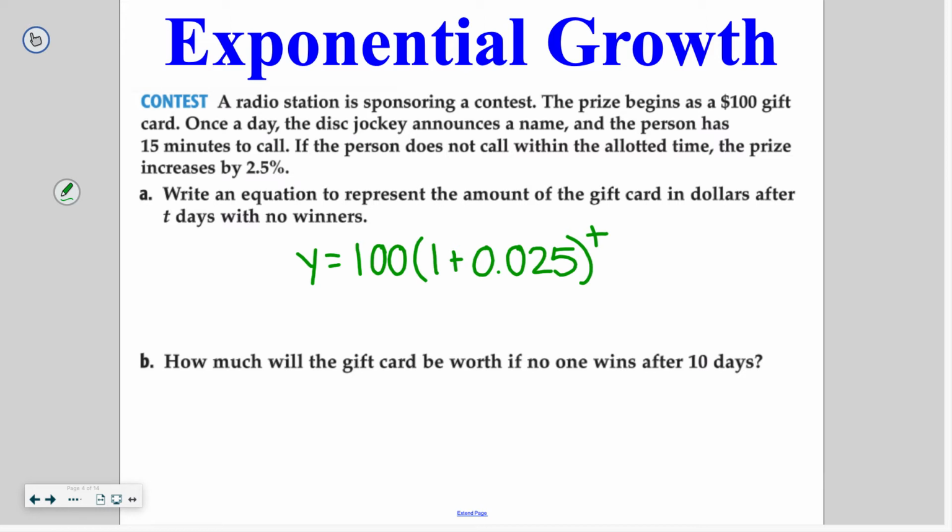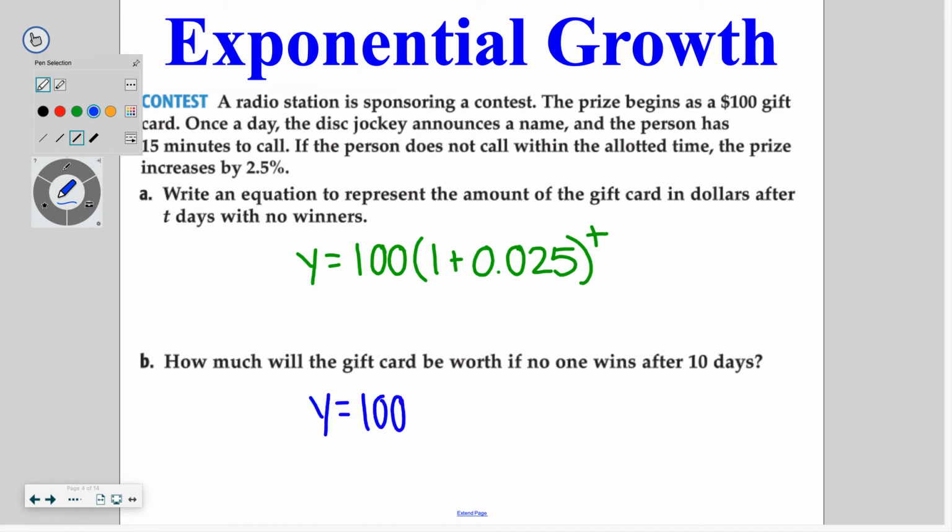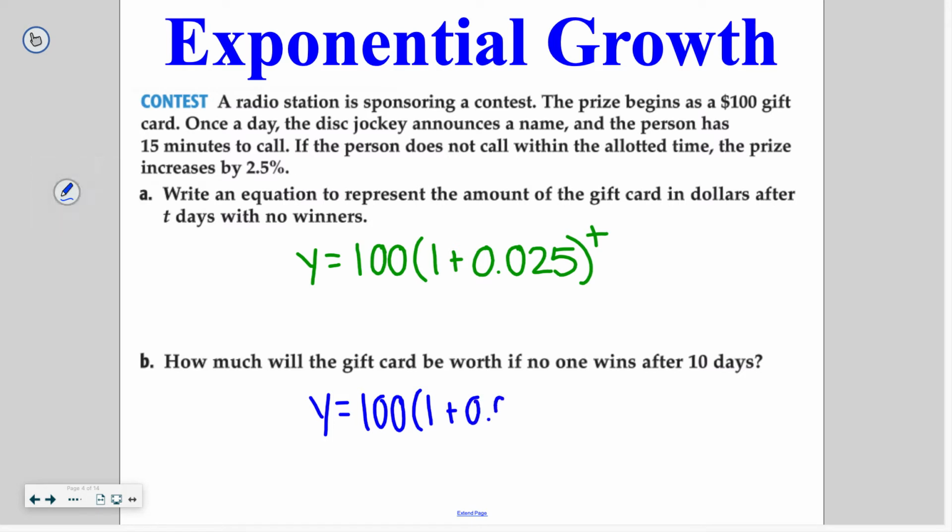And then for part B, we want to know how much the gift card is going to be worth after 10 days. So we're going to take that equation from the first part and apply a time frame of 10 days, which is going to give us an answer of $128.01. You just plug this exactly as it is written into the calculator: 100 parentheses, 1 plus 0.025 parentheses, and then you use the caret function to get your exponent of 10.